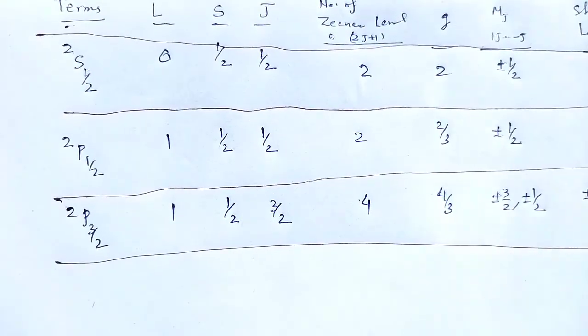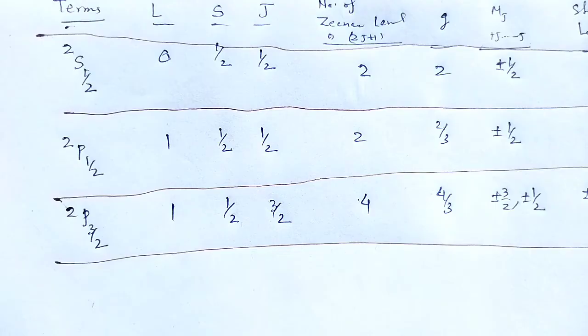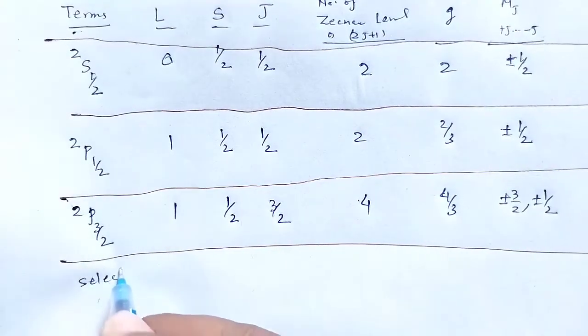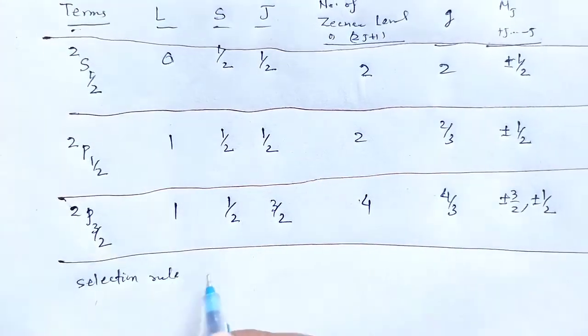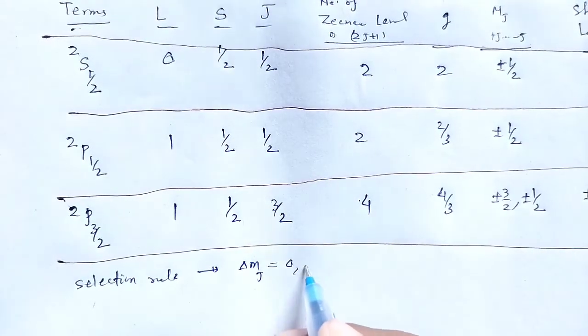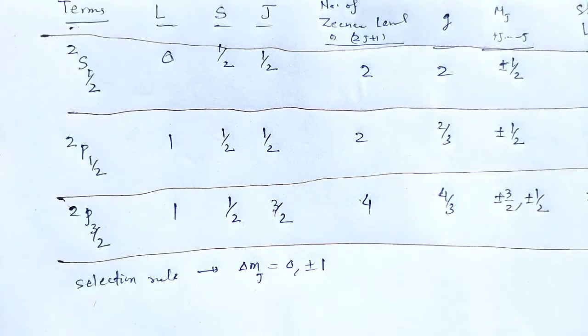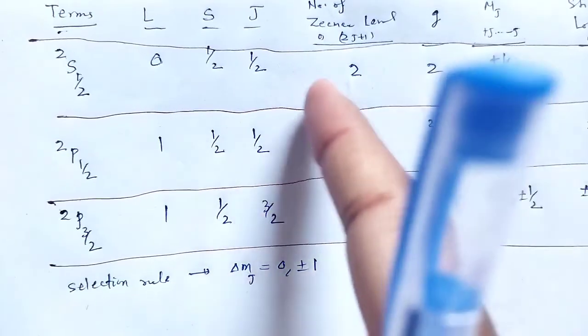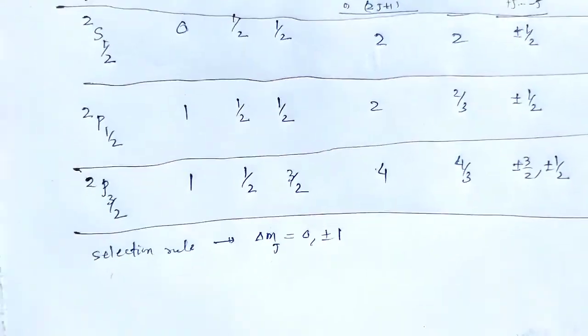Now, using this table, we can take the allowed transitions. We introduce the selection rule. Here the selection rule is del m_J equal to 0 and plus or minus 1, and there will be no transition from a 0 to 0 level. Let us look at how the transitions take place.